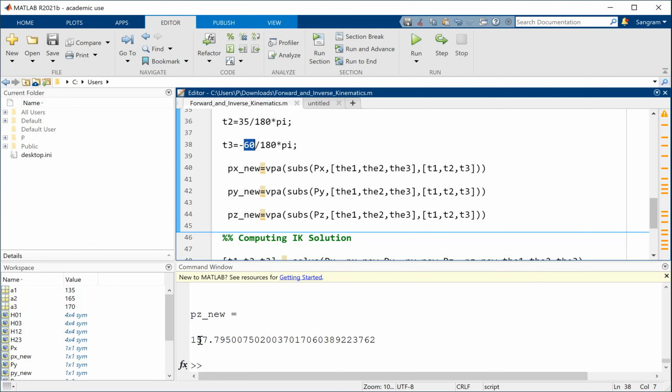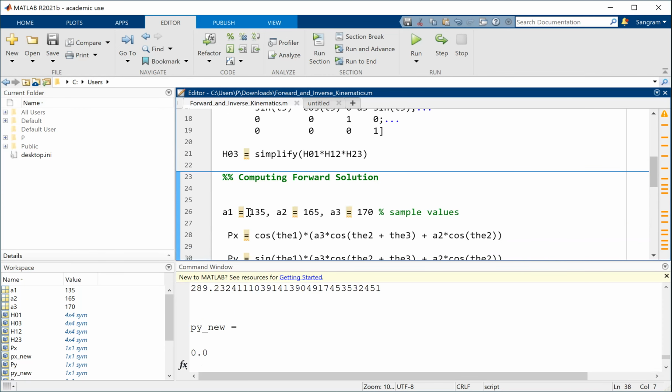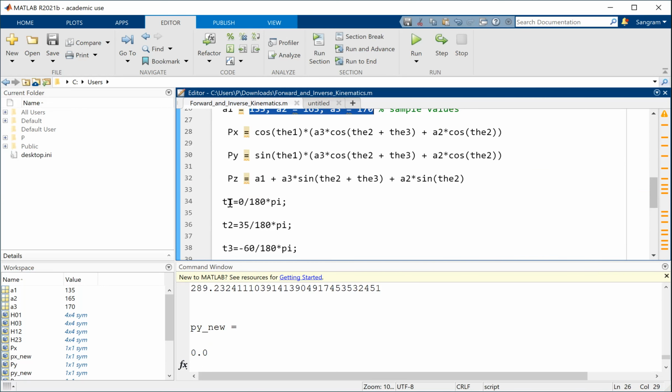There is no angle in distance. The distances A1, A2, A3 are the lengths. A1 is 135, A2 is 165, A3 is 170. T1 is the angle theta 1, which is 0 degrees. T2 is the angle, which is 35 degrees. And T3 is the angle, which is minus 60 degrees. And you can change this.